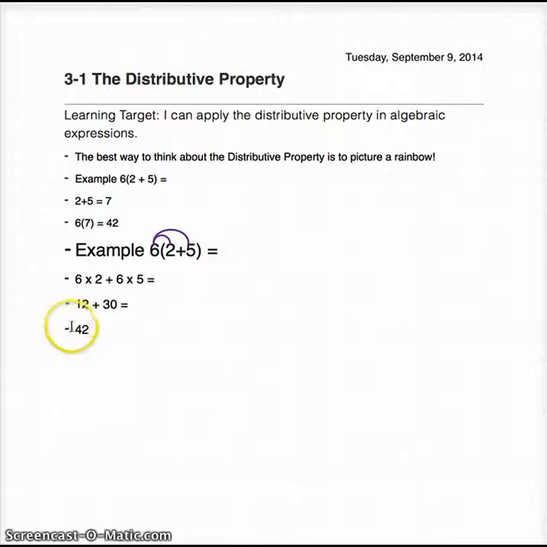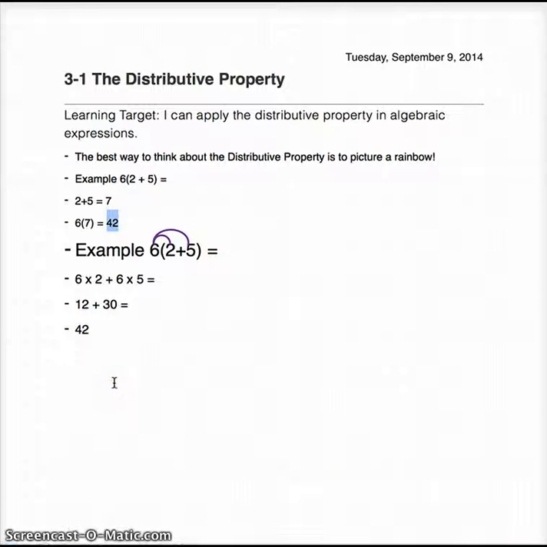And remember, these are not negative signs. These are your bullet points. Sorry, I'll change that for the next one, so that's not confusing. But look, you got 42 right here, and you got 42 right here. Both ways get you the same answer.